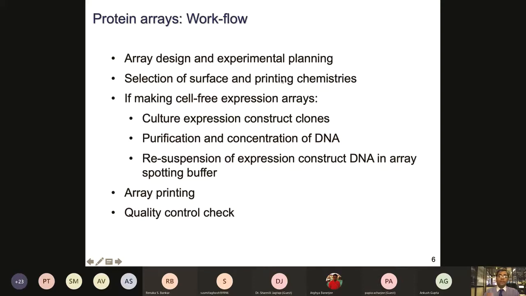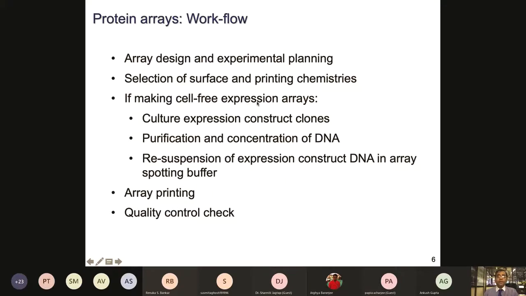Then which type of substrate you are going to use, what type of surface chemistry you are going to use, how you are going to print your peptides or proteins, or if you are planning to look for cell-free expression arrays, then you are probably planning to print the DNA. How are you going to print those? Those are the kind of things which you have to think about ahead of time.